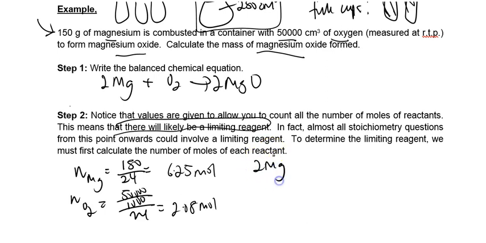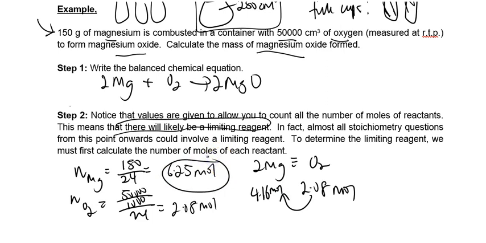So if you think about this, 2 moles of magnesium will react with 1 mole of oxygen. So if I have 2.08 moles of oxygen, it should react with 4.16 mole of magnesium, correct? But in reality, I have 6.25 mole of magnesium, which means that my magnesium is a lot more than what is required. So my magnesium is in excess. It is extra. It is in excess.